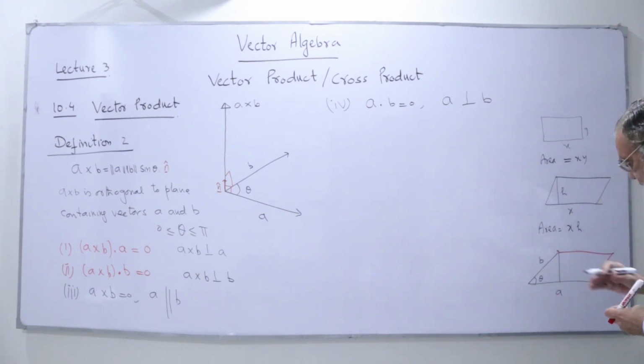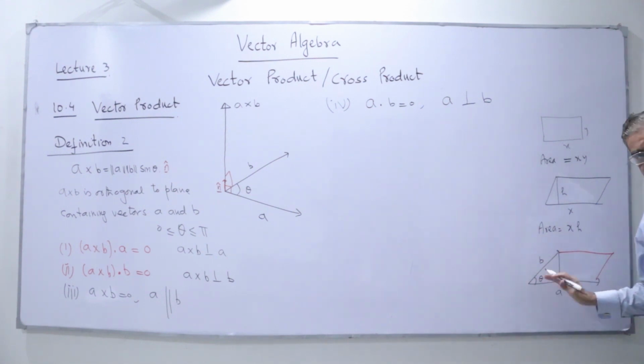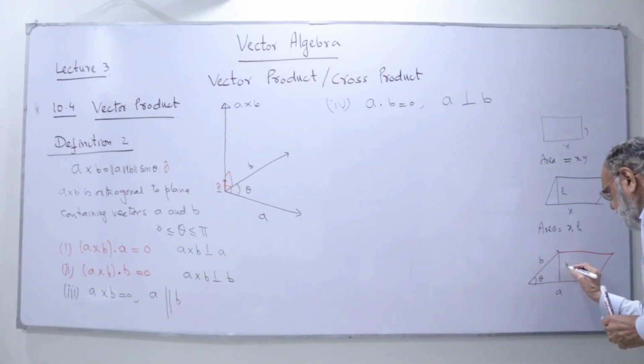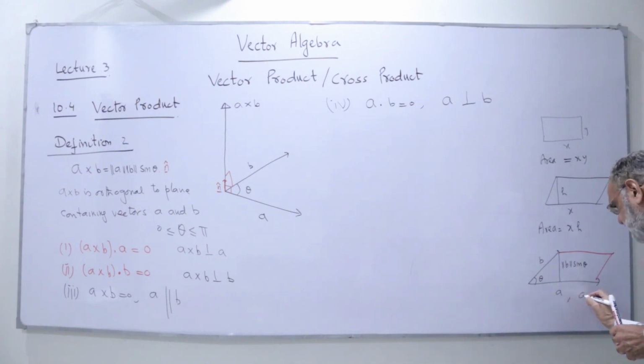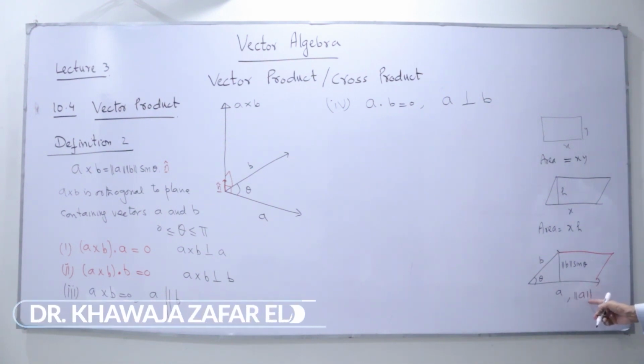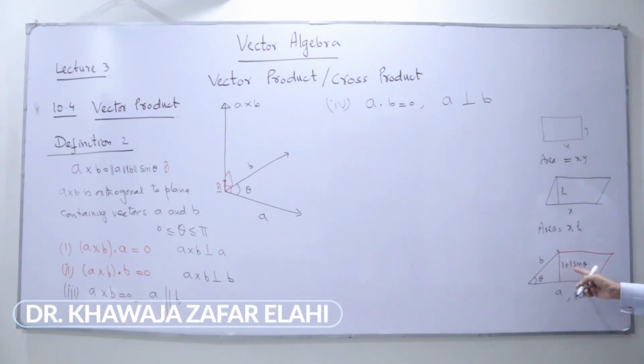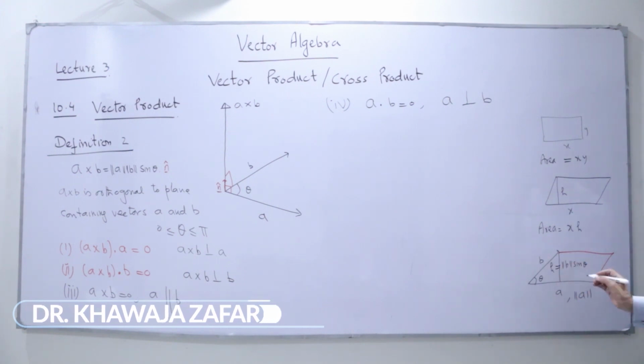So the component of B along A is cosine theta, and opposite to A is sine theta. So this might be sine theta. Now the length of this one is the magnitude of the vector A. So what's the area? Area is the magnitude of A multiplied by the height. This is my height. Height is equal to B sine theta.